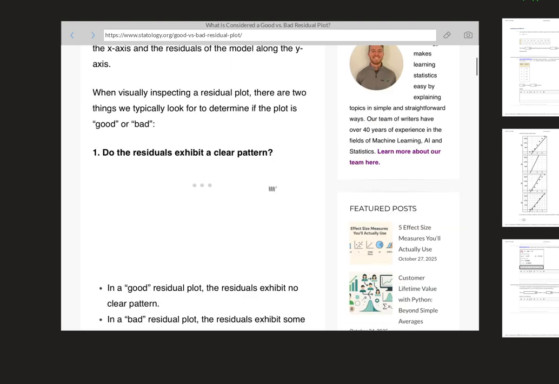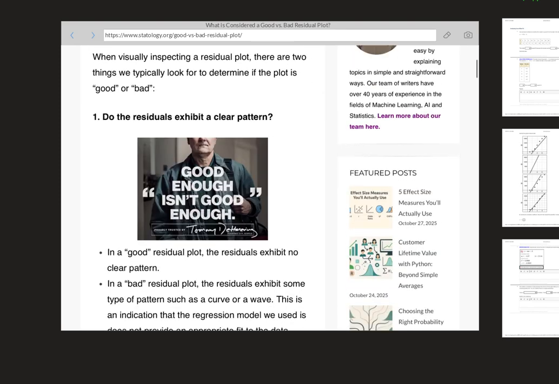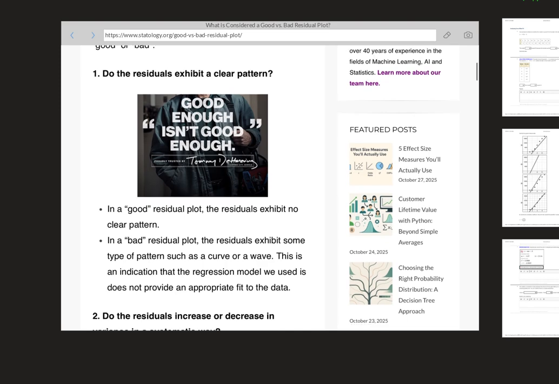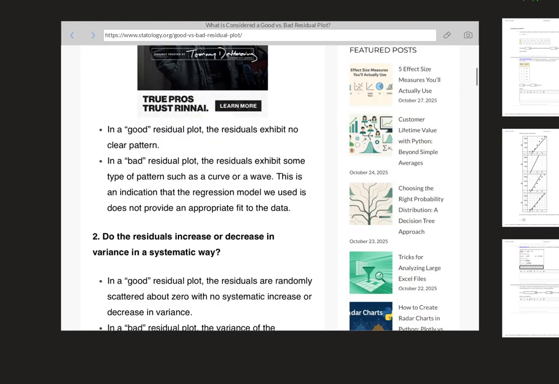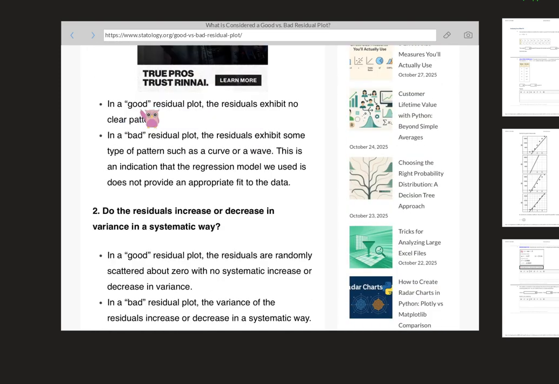So forgive the random ads because this is a website. Do the residuals exhibit a clear pattern? In a good residual plot, the residuals exhibit no clear pattern. In a bad residual plot, the residuals exhibit some type of pattern, such as a curve or a wave. This is an indication that the model we used does not provide an appropriate fit. And that makes sense. And if it doesn't make sense, then I'm going to show you some examples here in a second. Let's scroll down a little bit more.